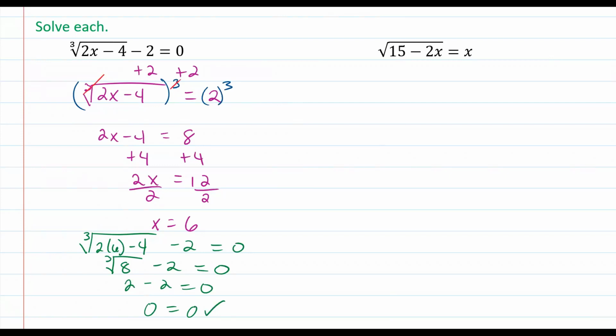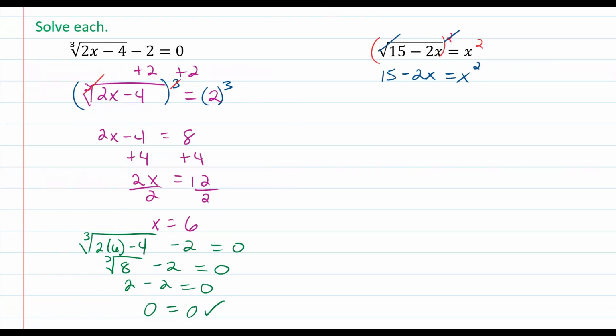Let's go to the next one. In the next one, we notice we have a radical isolated on the left, which is what we want. So we always want to have the radical isolated, equal to an expression, a number, maybe a variable. In this case, it's going to be a variable. So we're going to undo that radical by squaring both sides. What we end up getting is 15 minus 2x is equal to x squared. So the square root and the square do cancel each other out.